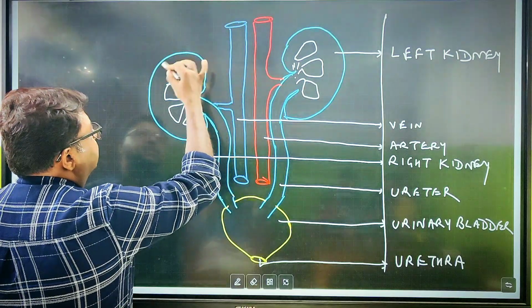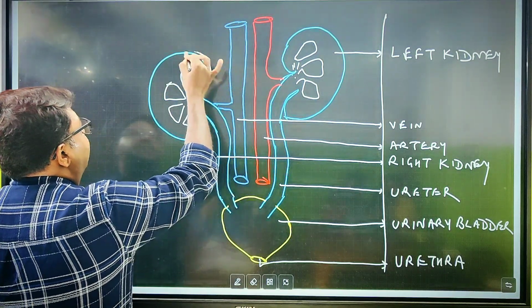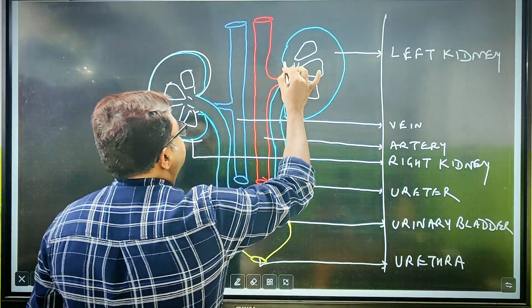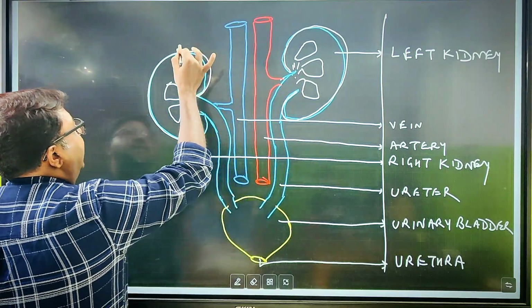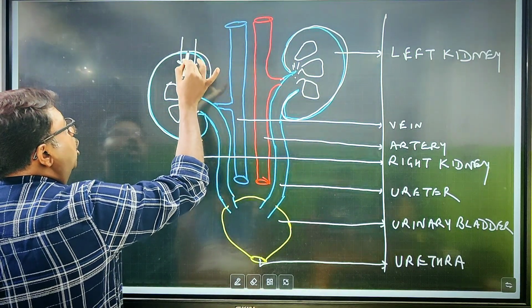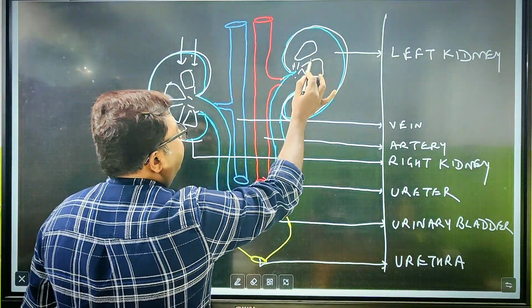Now there are two kidneys. You can see this is the right kidney and this is the left kidney. Can anybody tell me why the right kidney is a little bit positioned lower than the left kidney?